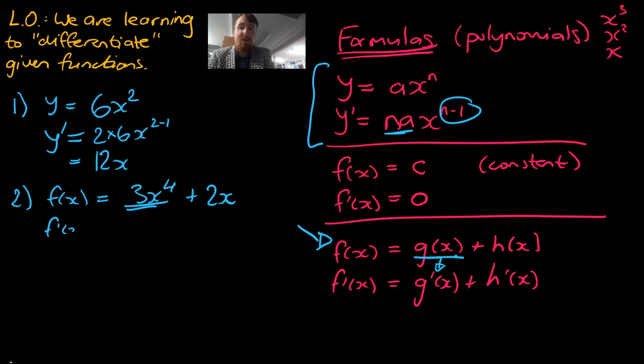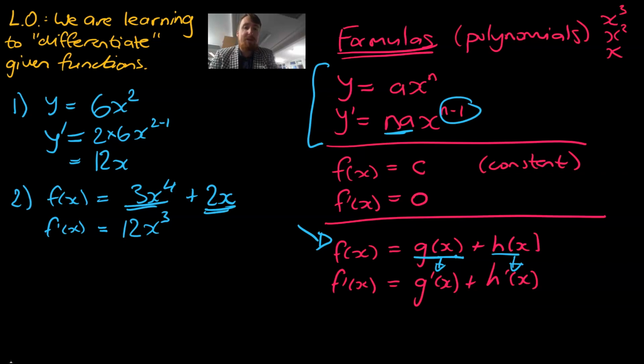So let's do that. So f dash x is equal to, we're going to do the number out the front times the power. That's going to become 12. And then we're going to reduce the power by 1. So 4 goes to 3. That's x cubed. We're then going to do the same for the next function. So that's h. So we're going to look at h, and we're going to differentiate that.